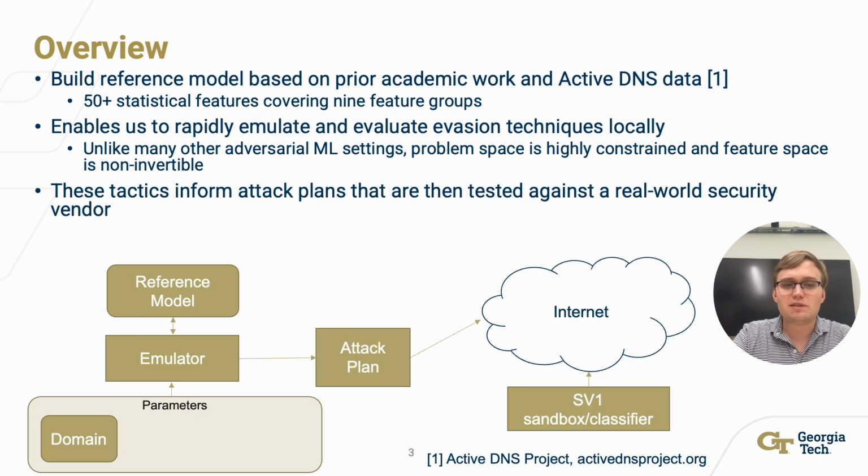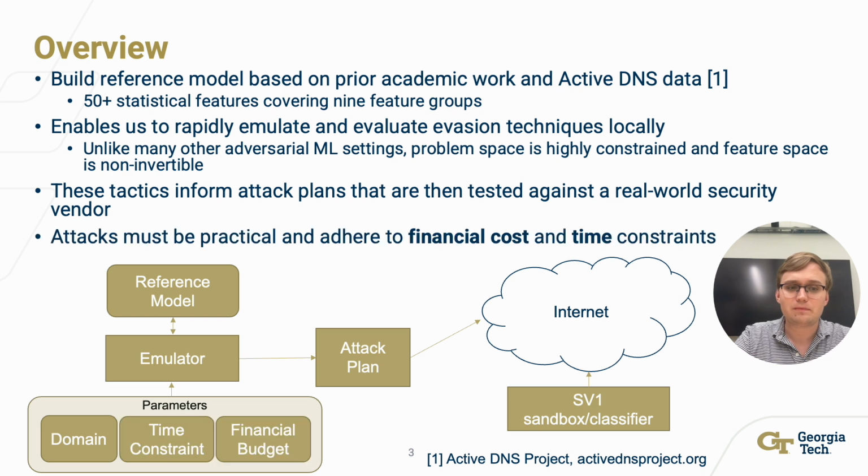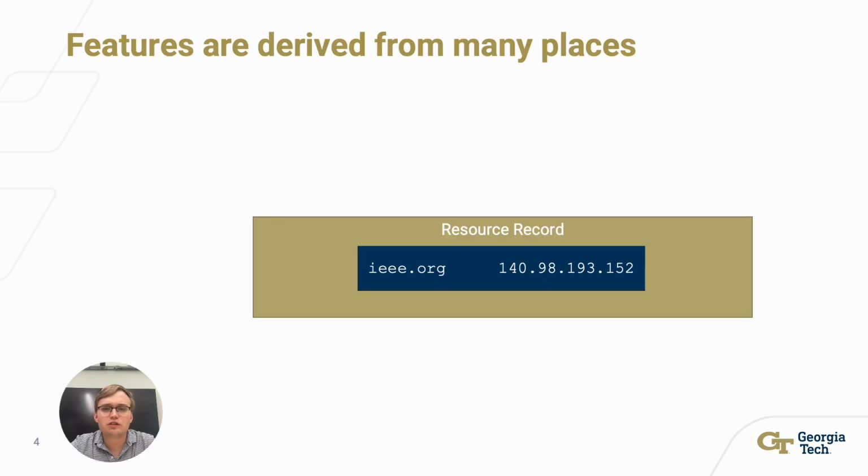These tactics are ultimately informing attack plans. Then we test these attack plans against a real-world security vendor. We also address the practicality of these attacks. We judge each of our attacks based on the financial cost and the time it took to carry out the attack. Although we use a variety of features in our reference model, the basic unit in this reputation system is the resource record. We specifically look at type A and quad A resource records that map a domain name, here IEEE.org, to an IP address.